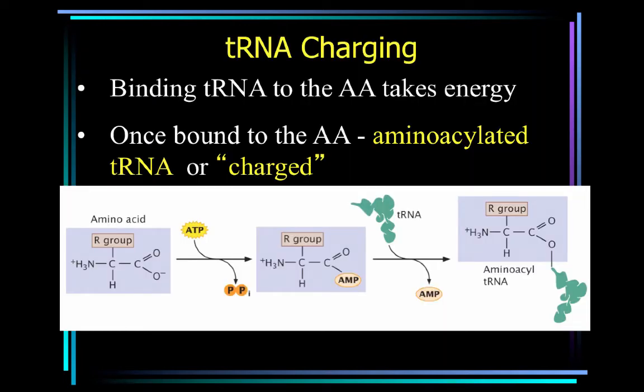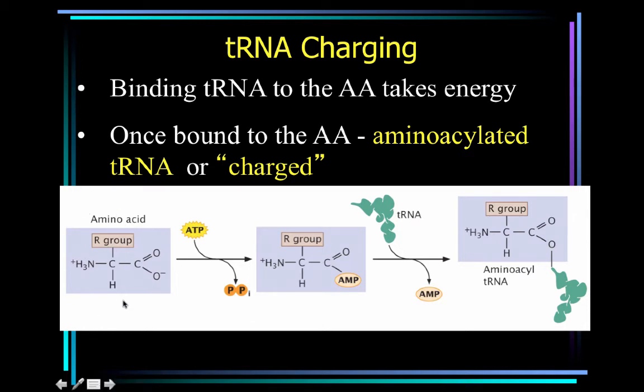So tRNA charging is really the very first step of this entire process, as we're talking about the translation portion of protein expression. And the overall take-home message of this step is that we're going to get transfer RNA that is going to bind to an amino acid, and this takes energy to do that. So once the amino acid is bound to the transfer RNA, we call that aminoacylated transfer RNA, or charged. And so the reason that it's charged is because it takes energy to make that relationship happen.